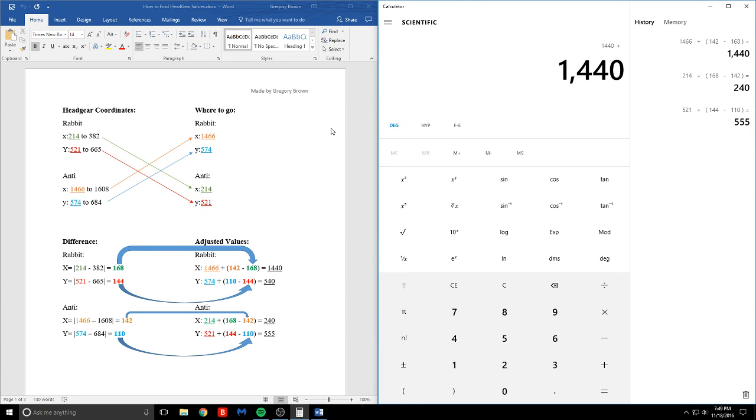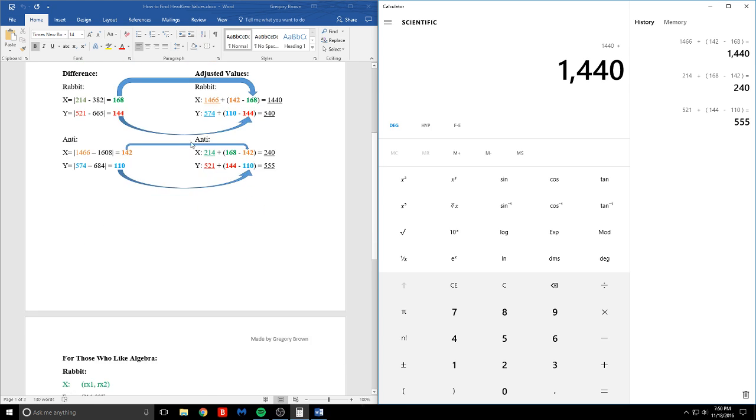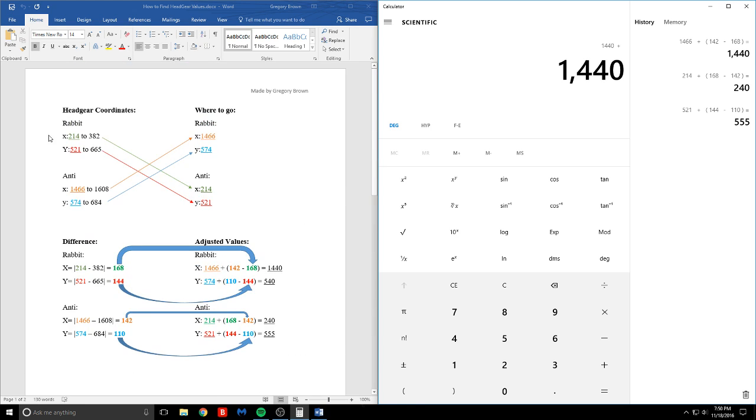Alright, so this is the second recording I promised for the algebra to find those numbers. A couple things to note before we start here: you need to have the coordinates of your headgear. So you need to have the lowest x value of it, the highest x value of it, the lowest y value, and the highest y value for both the rabbit and the antelope.